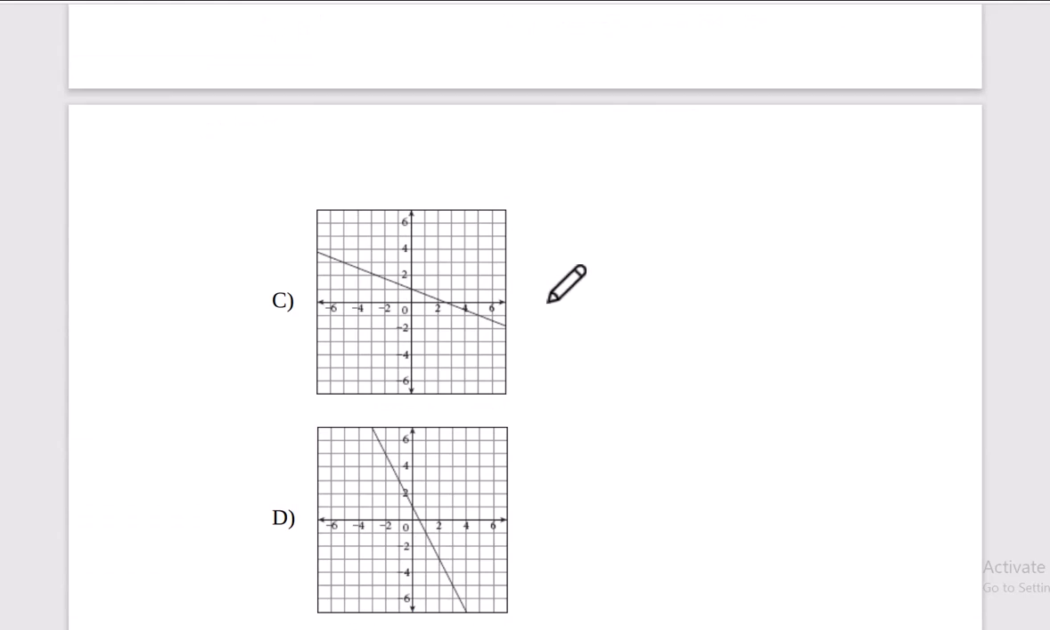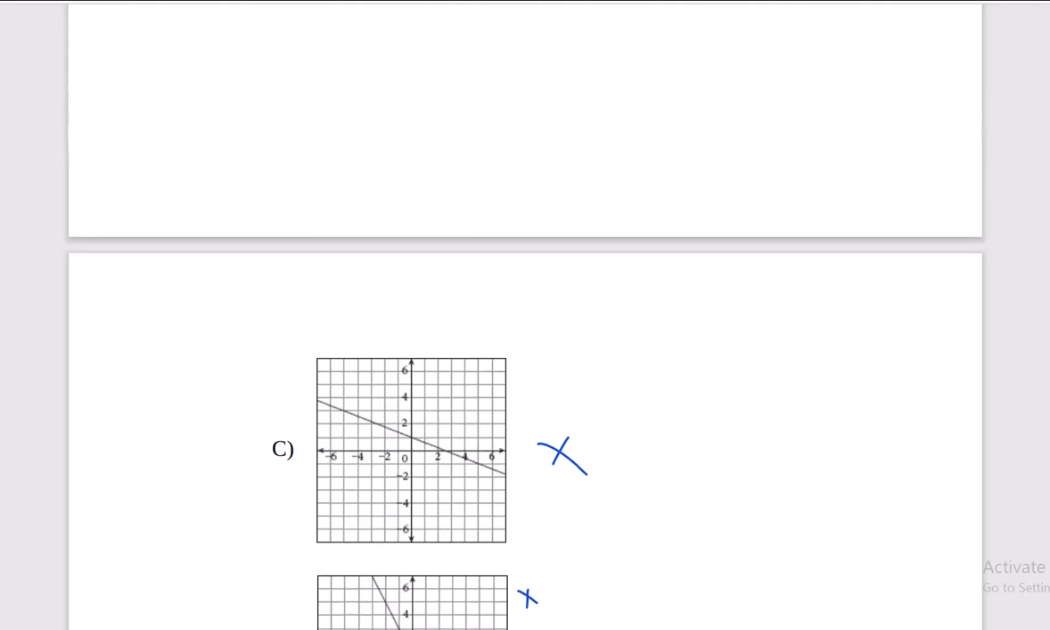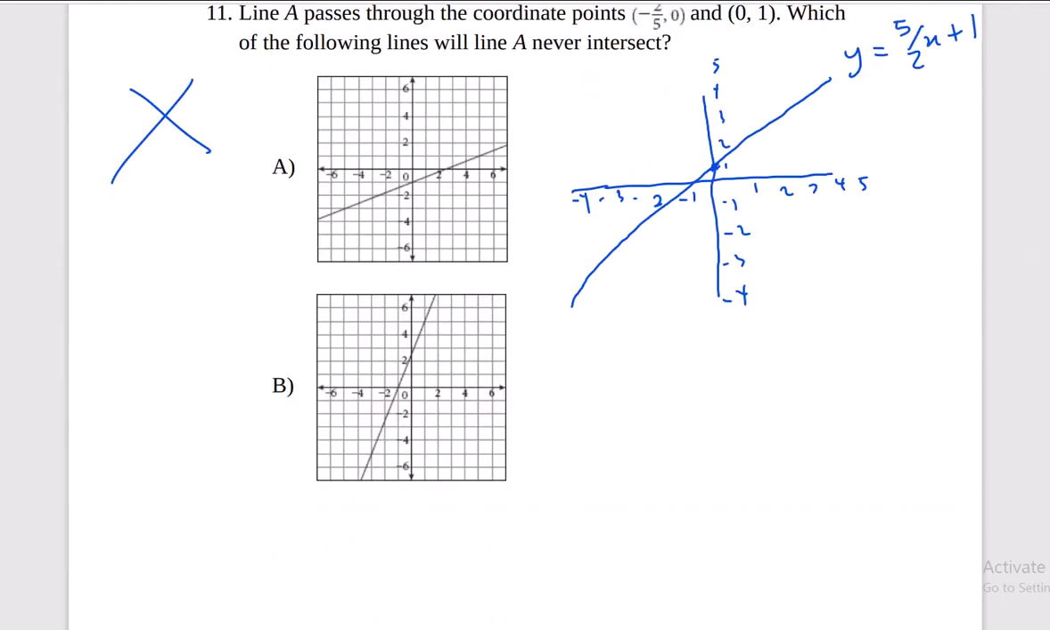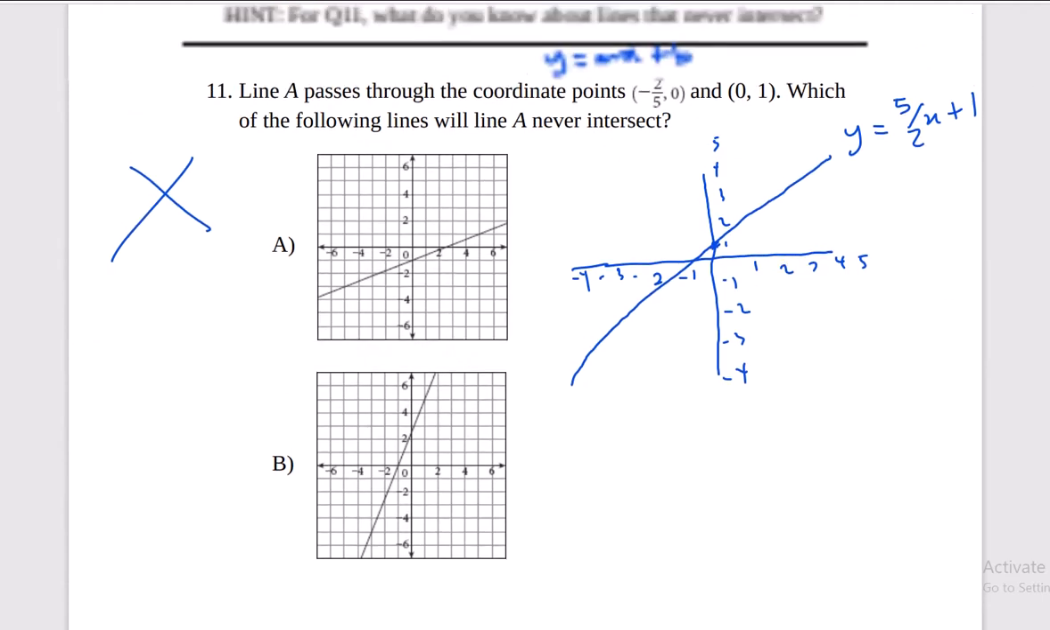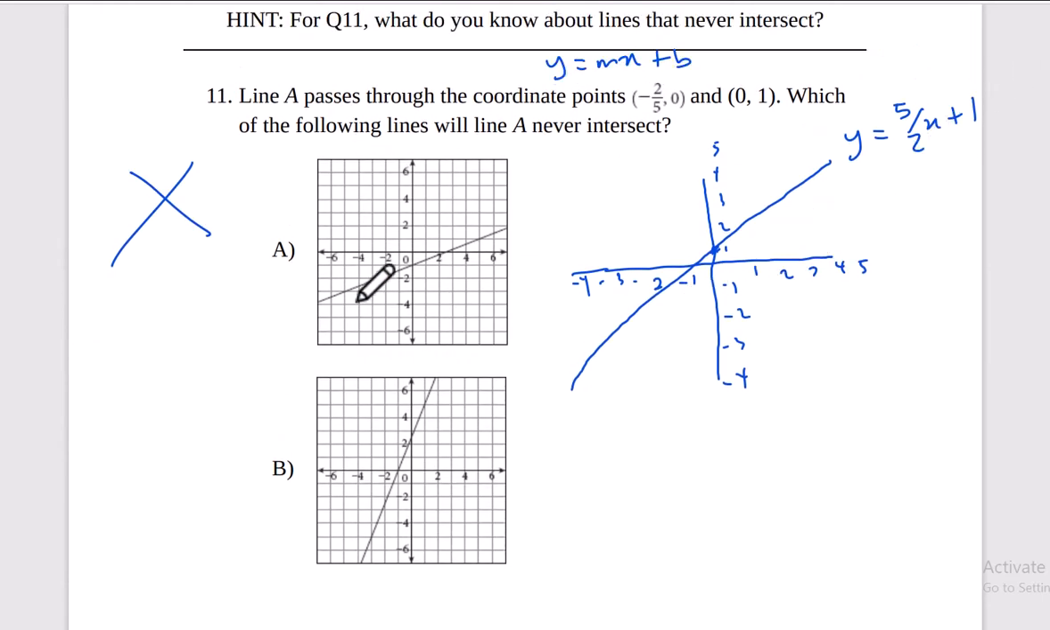Option C has a negative, it can never intersect, so let's cancel it. Option D, same thing, they can never intersect. So let's focus on options A and B. For options A and B, we'll find their slope to know which one will be parallel to line A. When they are parallel, it means they will not intersect. So let's check for this.